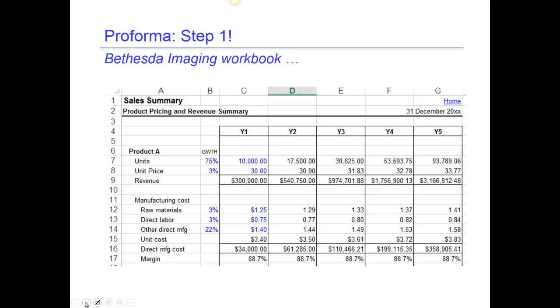So let's think about the pro forma. In this pro forma, this is the Bethesda imaging workbook that's available to everybody. When we put together the sales summary, which is one of the very first things we'll do, what we need to do is not worry so much about the bill of materials or manufacturing costs or anything like that. Think in terms of, in year 1, how many units could we sell? 10,000 units in year 1? And what is the unit price? And this unit price is very simply provided as either the reimbursement limit or what the market will bear.